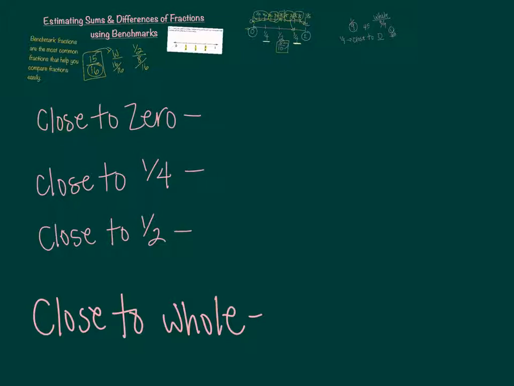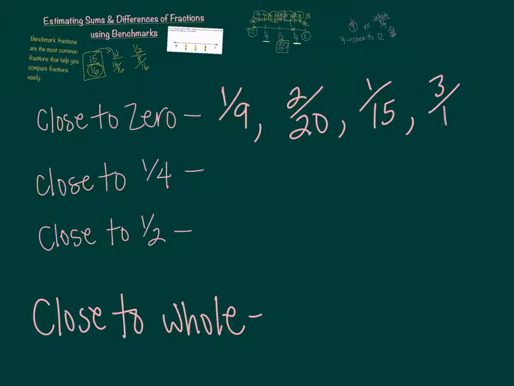Okay, close to 0. Remember I told you they'll be the unit fractions or close to the unit fractions as you can get. So examples would be, let's see, 1/9. 2/20. That's really close because it's only 1 away from the unit fraction. So that would be close to 0. So would 1/15 or 3/100. All of those would be close to 0.